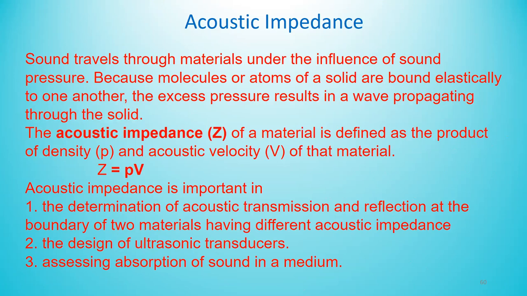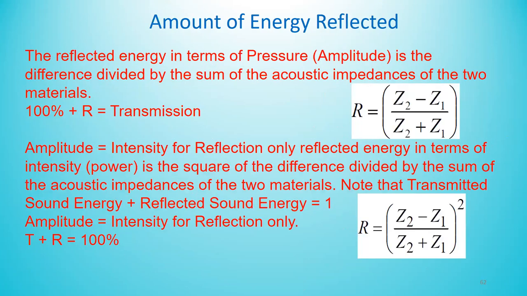It is also important in the design of ultrasonic transducers and assessing absorption of sound in a medium. The reflected energy in terms of pressure amplitude is the difference divided by the sum of the acoustic impedances of the two materials: Z2 minus Z1 divided by Z2 plus Z1. That is per pressure amplitude. The intensity reflection is only the reflected energy. So 1 minus.